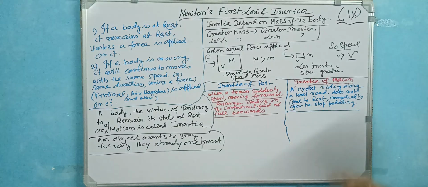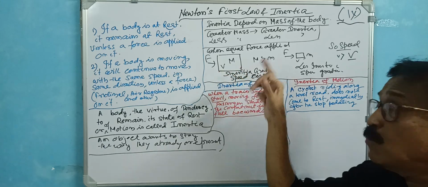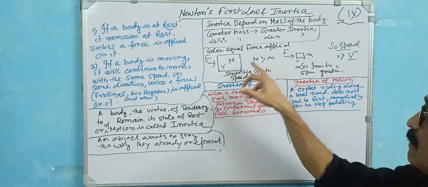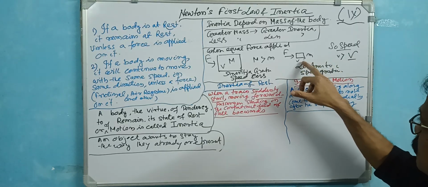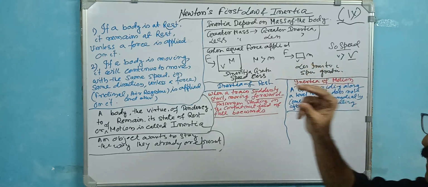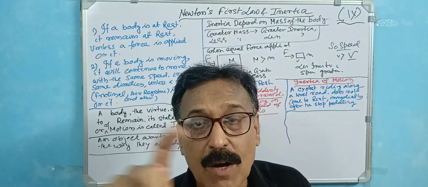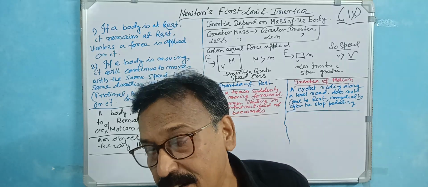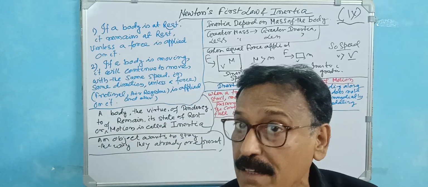Okay, is that clear? So for a big mass, the inertia is greater. If the same force is applied, with m greater than m, the speed v of the smaller body is greater than this. That means the inertia of the small body is small. With the same force applied, which body has the greater speed? In the small body, where the inertia is less, the speed developed is greater than in the other.